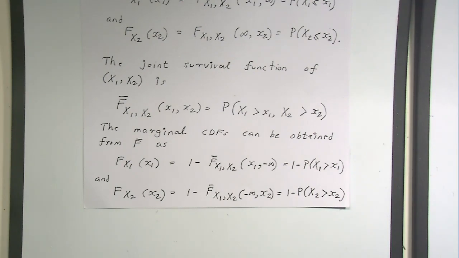When I put minus infinity here, x2 takes minus infinity, and anything is greater than minus infinity. So this disappears, and what you have is simply the probability that X1 is greater than x1. And 1 minus this is simply the CDF of x1. And similarly, the marginal CDF of x2 can be obtained by taking 1 minus this. Just think about it.